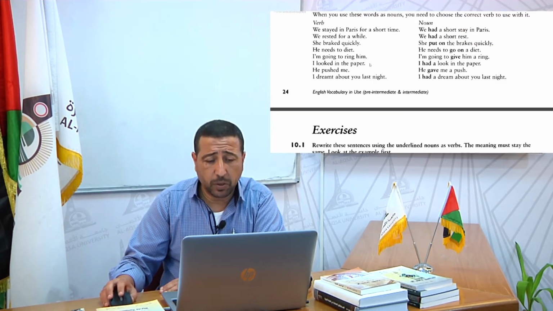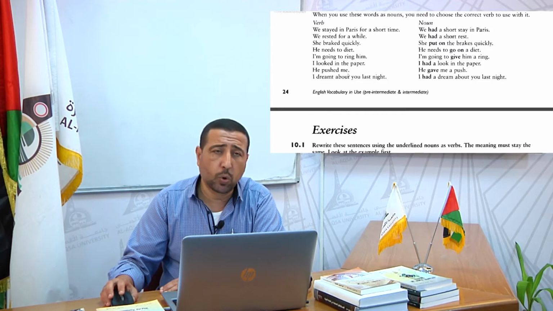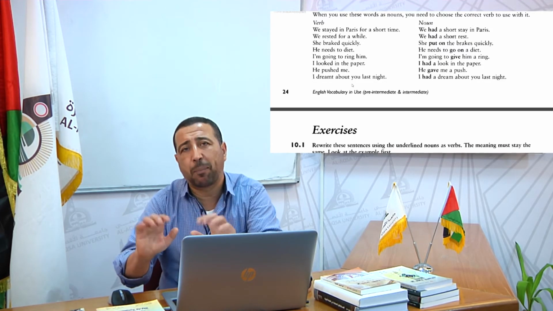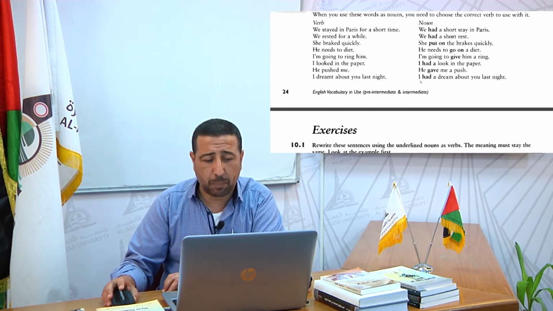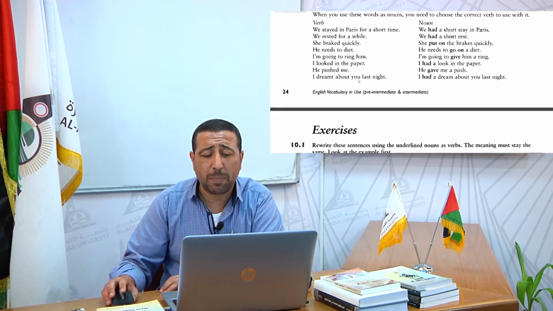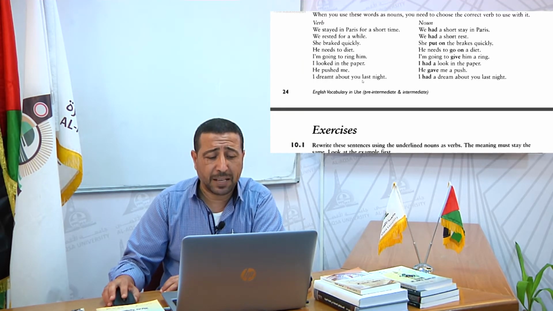I looked in the paper. I had a look in the paper. To look and to have a look. He pushed me. He gave me a push. I dreamt about you last night. I had a dream about you last night. So to dream and to have a dream.